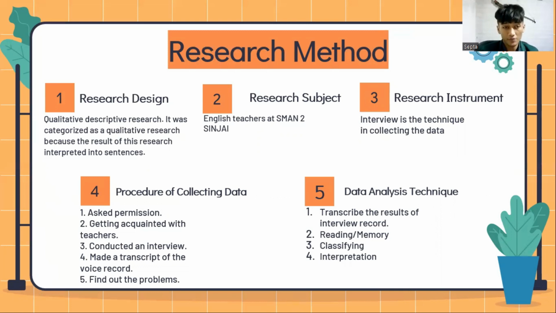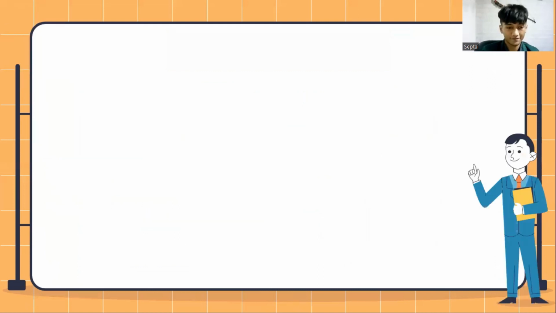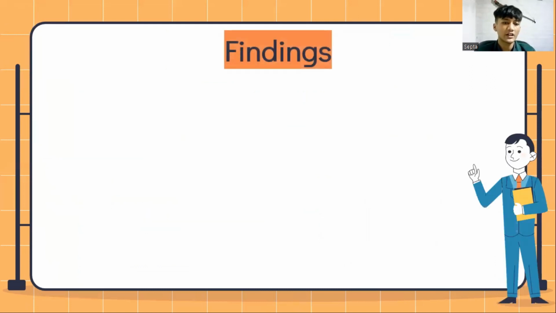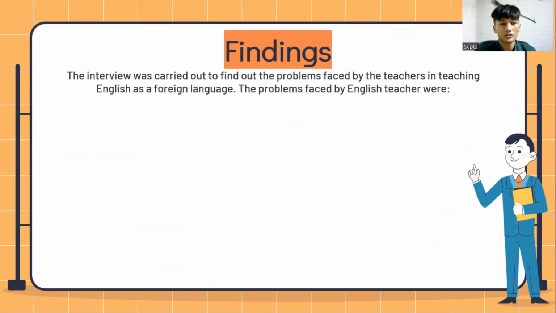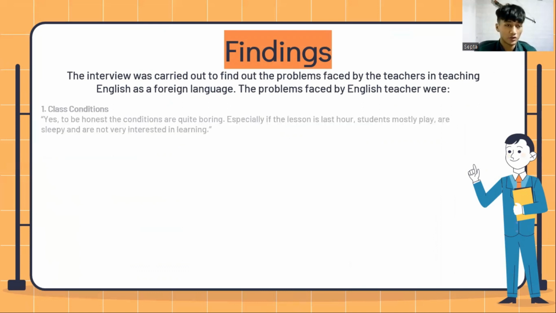So we know the research method. Now we go to the findings. The researcher has finished the research procedure through interview. The interview was carried out to find out the problems faced by the teachers in teaching English as a foreign language. The problems faced by the English teachers, the first one is the class condition. As you can see, the response of one of the teachers. Based on the interview results, the class condition is part of the teachers' problems in teaching.